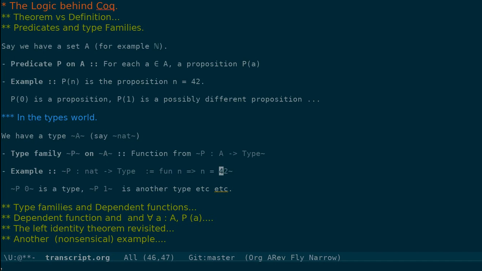So the function that takes n to n equal to 42, n equal to 42 is a type. It's not a Boolean value, it's a type. Such a thing is called a type family, and this plays the role of propositions in mathematics. Now, P0 is a type, 0 equal to 42. P1 is another type, 1 equal to 42, etc. That is what predicates correspond to in the type world.